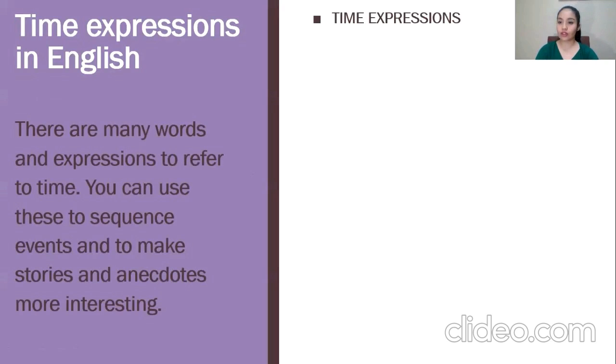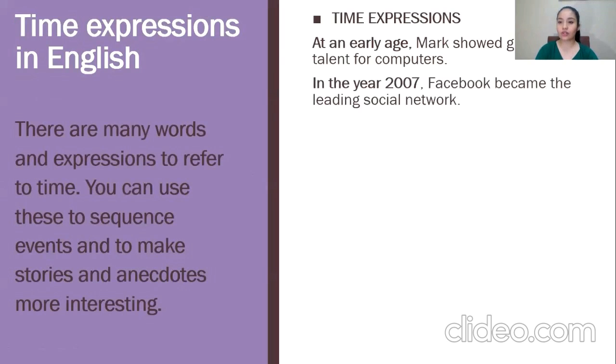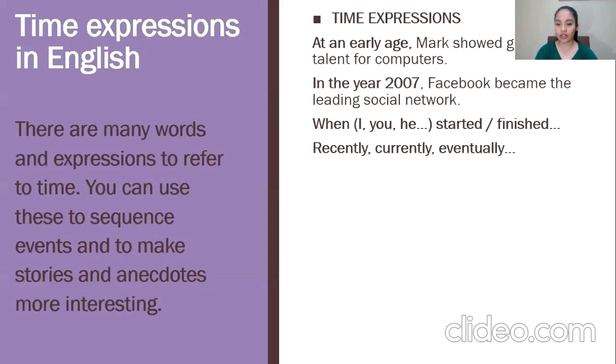Here in your student's book on page 15, we have some expressions. For example, at an early age, in the year 2007, when I, you, he, or any other pronoun started or finished. These are to refer to the past tense or past events, yes. Then we have recently, currently, eventually. These are expressions to talk about the present tense or situations that happen in the present. Then we have before and after, and finally, to sequence events in our paragraph.